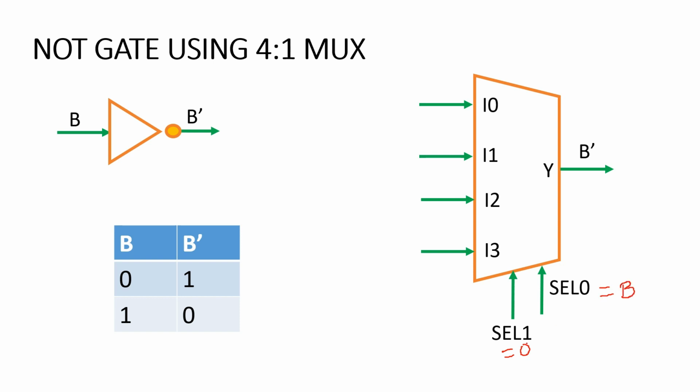Now when select 1 is 0, only I0 or I1 will be passed at Y, because the value of the select lines can be either 0 0 or 0 1. Now I know when select line 0 is 0, that means B is 0, the output should be 1. And I know when the select line is 0, I0 will be passed at Y. So I need to tie this I0 to the value 1. Let me tie this value to 1. In the same way, when select line 0 or B is equal to 1, the output should be 0. And I know I1 will be passed at Y. So we need to tie I1 to the value 0.